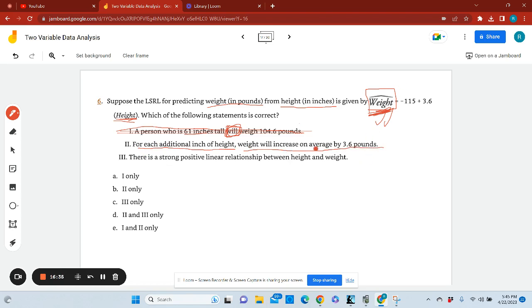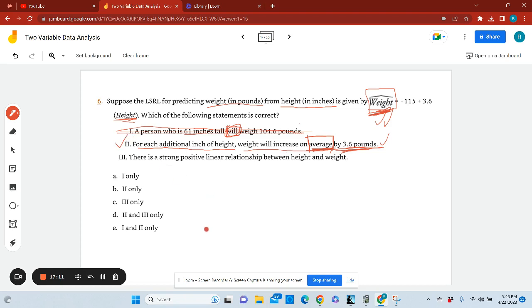And the key word here is "on average," right? We're not saying that every time we add an inch of height, somebody's weight is definitely going to go up by 3.6 pounds. It's saying that for the average person, the taller you get, the heavier you're going to be. And every time we add an inch to somebody's height, on average, they're going to increase weight by 3.6 pounds. It doesn't say that it's definitely going to occur, because it says on average. So answer choice 2 looks good to me.